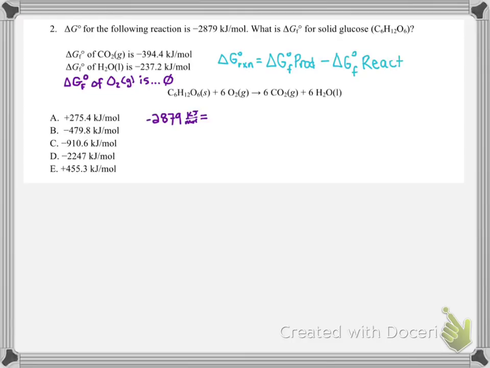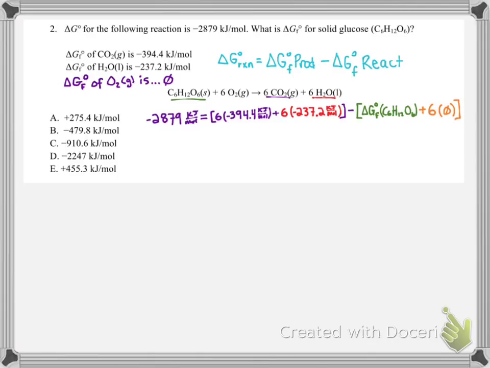So we have our delta G standard of the reaction is equal to the sum of the free energies of formation of the products. So 6 times the negative 394.4 kilojoules per mole for the CO2, plus 6 times the negative 237.2 kilojoules per mole for the water. So those are our products, minus the free energies of formation of our reactants. The free energy of formation of glucose, which is what we're solving for, plus 6 times the free energy of formation of oxygen gas, which again is just zilch.